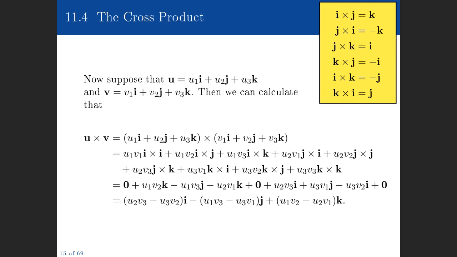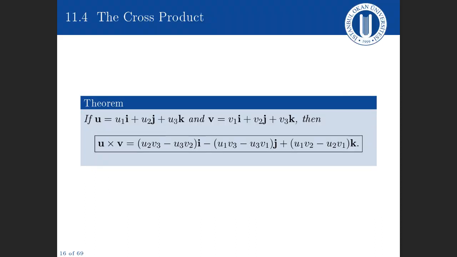The formula for u cross v is this: (u2 v3 minus u3 v2) i minus (u1 v3 minus u3 v1) j plus (u1 v2 minus u2 v1) k. Because this is an important formula, I'm going to write this as a theorem. This is a formula for u cross v.